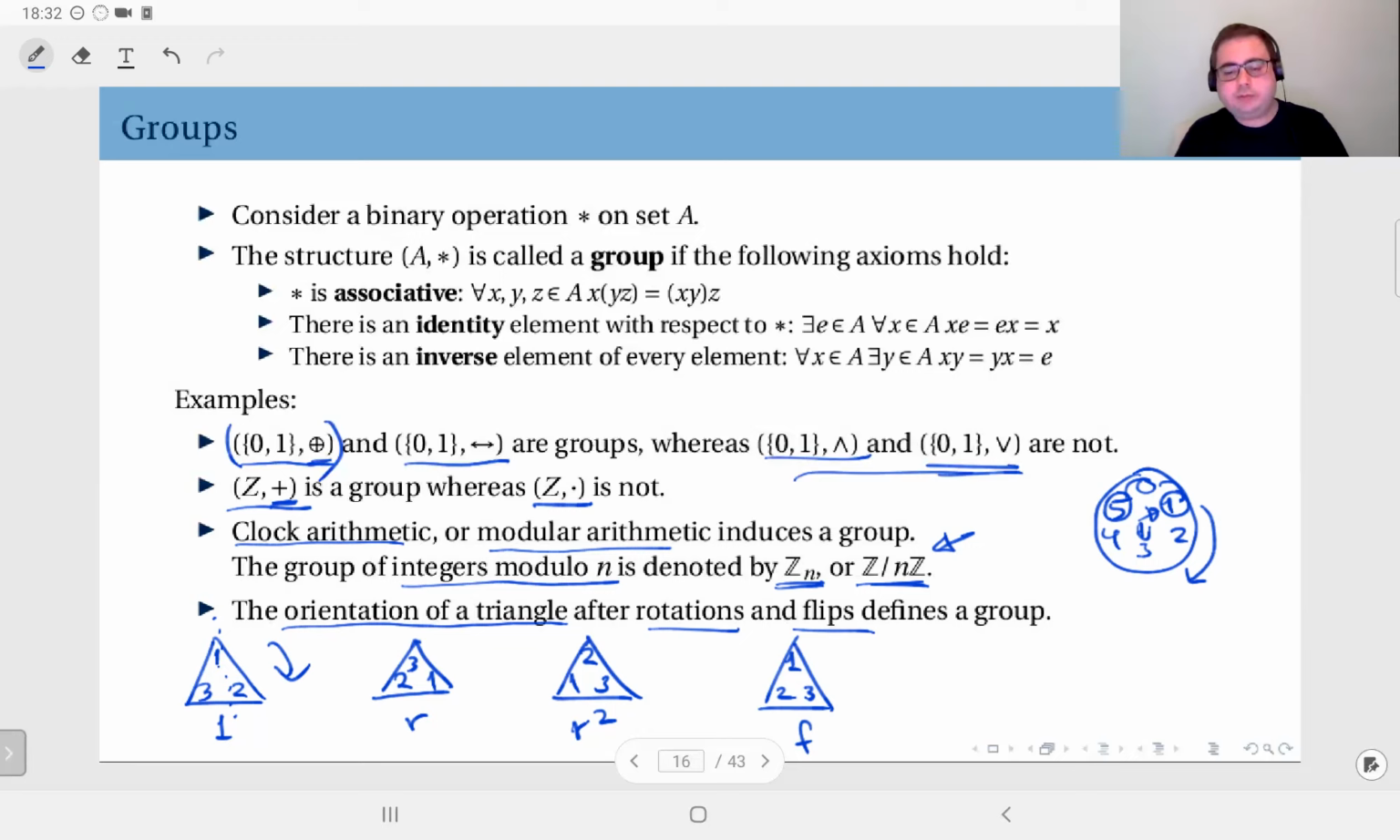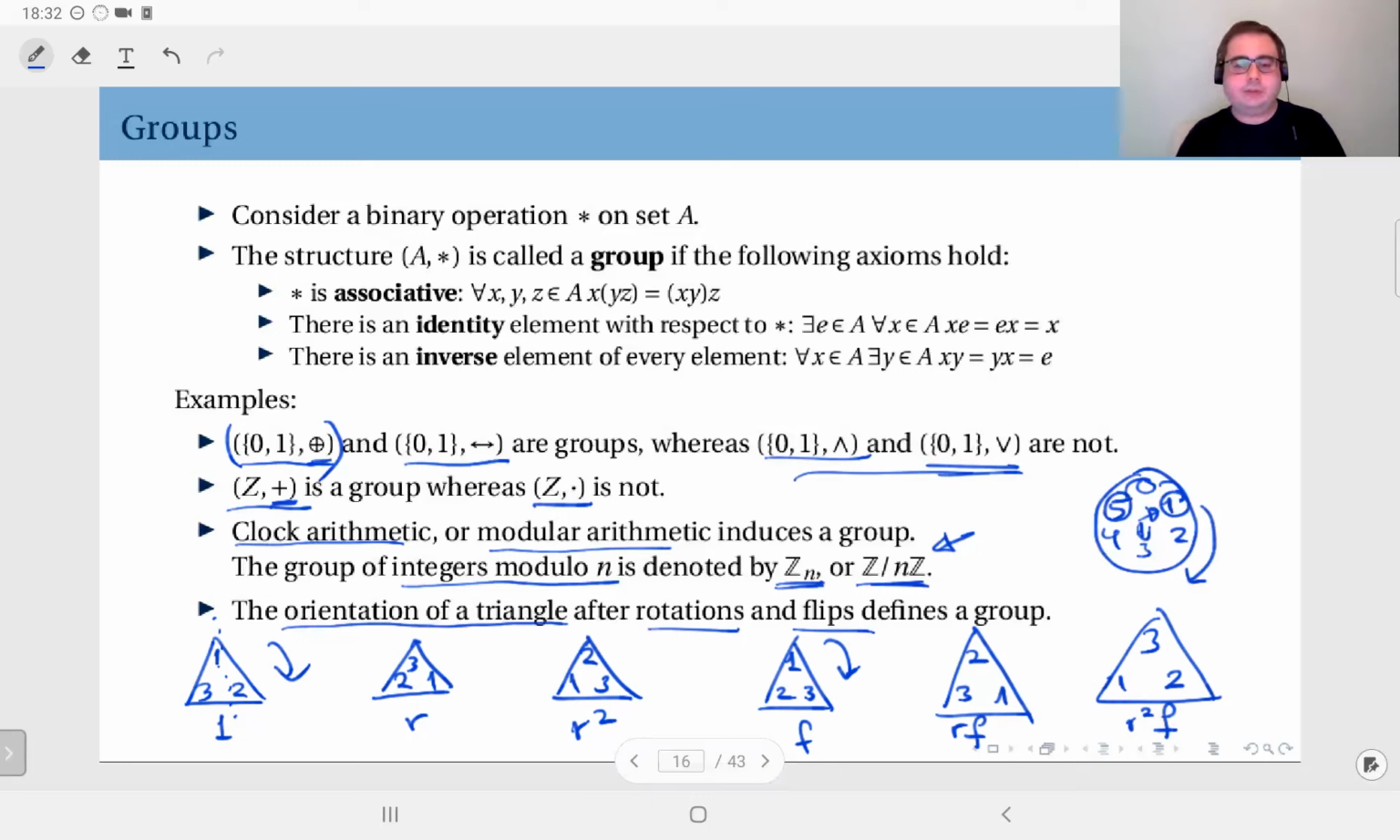But what I can do is apply a rotation to this. If I rotate this once, 1 will come here, 3 here, and 2 here. Now this is a flip applied first and then rotated, RF. If you rotate it once more, that will be 2 here, 1 here, and 3 here. So this is R squared F. Now these are the 6 distinct elements you can get.